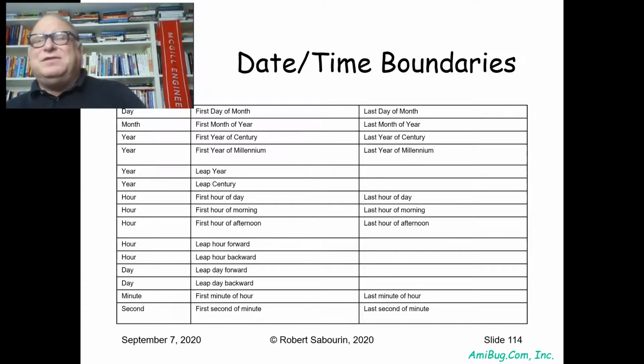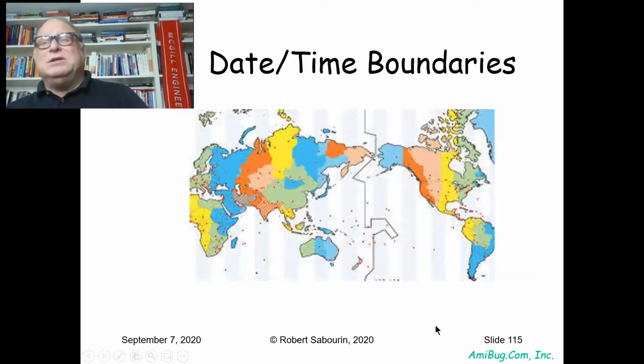the year, first year of the century, last year of the century, first year of the millennium, last year of the millennium, a leap year, a leap century, the first hour of the day, the last hour of the day, the first hour of the morning, last hour of the morning, first hour of the afternoon, last hour of the afternoon. Then you have the leap hour forward and leap hour backward, and the leap day forward and backward. I'm not sure about leap days, but people also tell me there are leap minutes and leap seconds. So what are these things? They're points of boundaries in time. How will your application behave at those weird times?